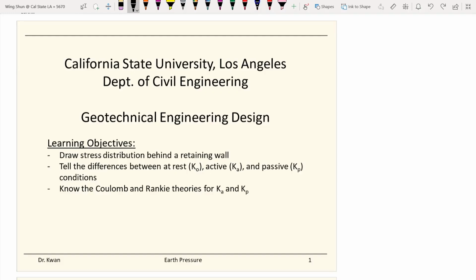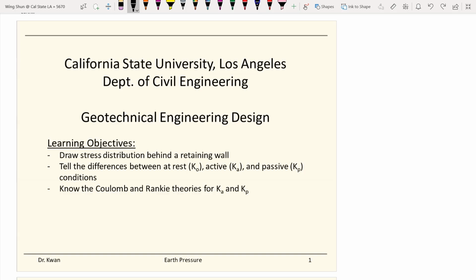Today we work on a new topic, which is Earth pressure. For this lecture, we focus on a few learning objectives. First, we will introduce the backfill of our retaining wall, and we also learn how to draw stress distributions behind the retaining wall.